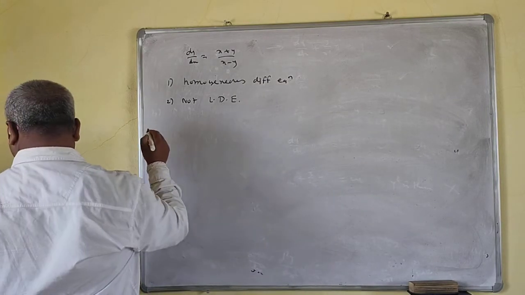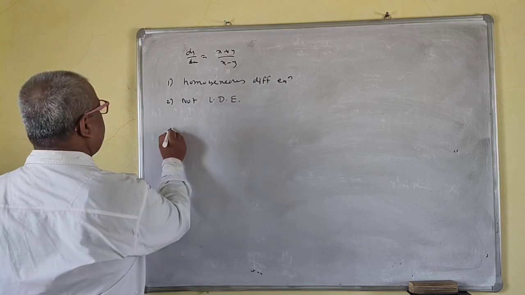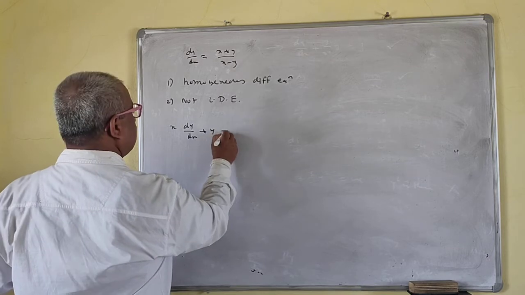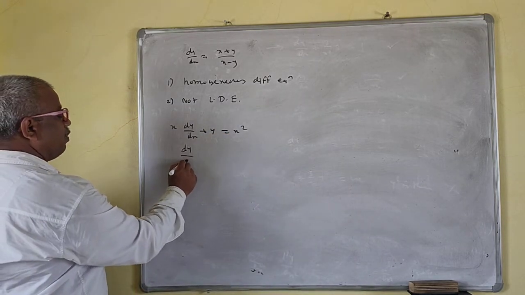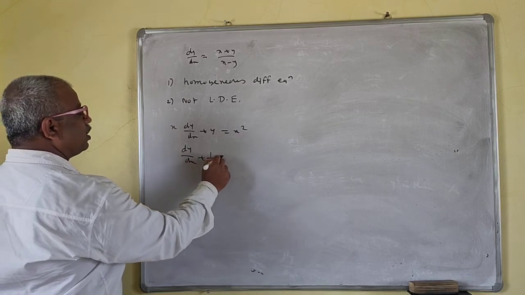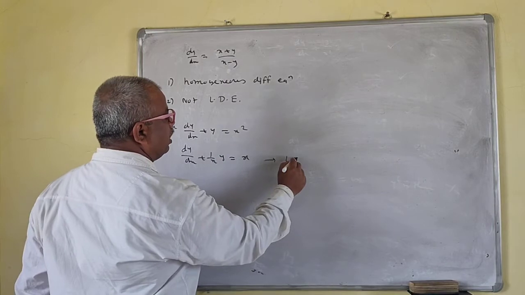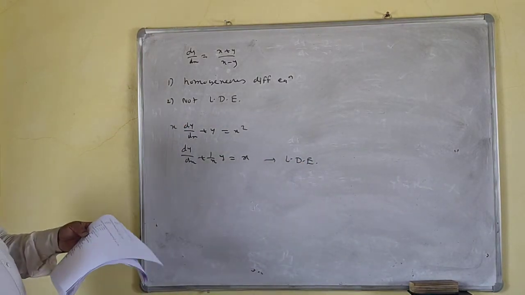Next we will see x dy by dx plus y is equal to x square. What is this then? dy by dx plus 1 upon x y is equal to x now. Okay. This is what? Linear differential equation.